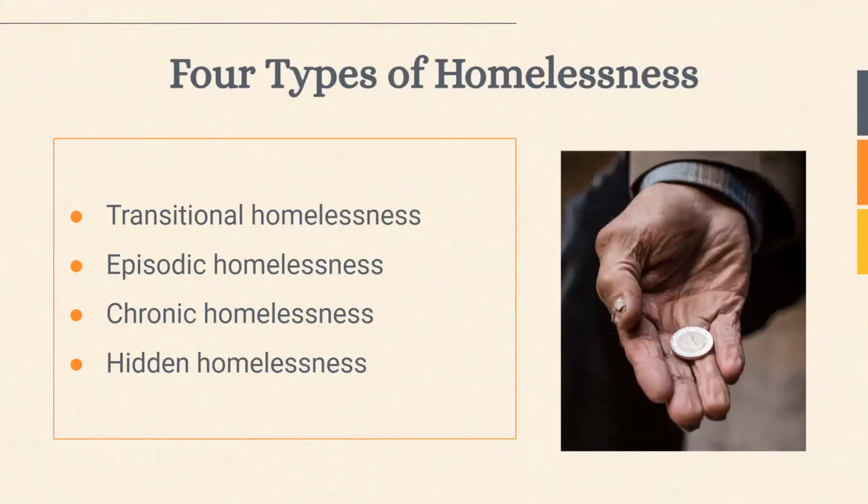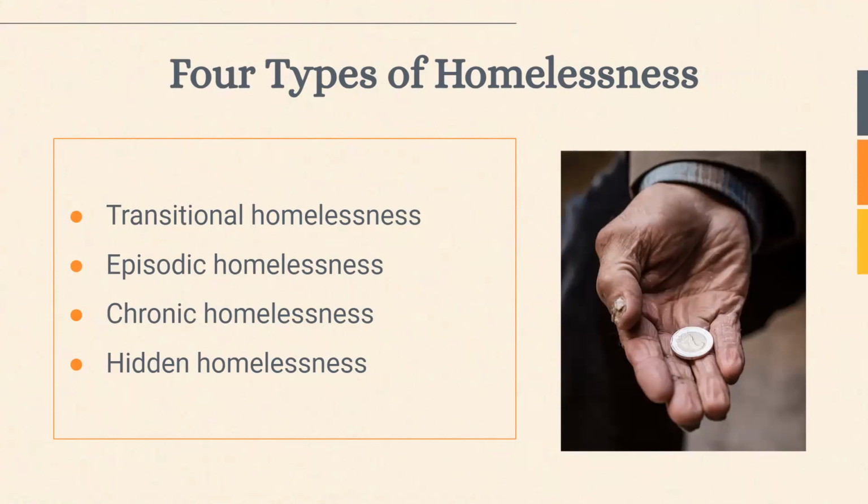Transitional homelessness is caused by a major life event that leads the individual to become homeless. Examples are divorce, domestic abuse, and family crisis. Episodic homelessness includes individuals who have experienced 3 instances of homelessness within the last 12 months and include those who are currently homeless. Episodic homelessness can lead to chronic homelessness if there is not enough support and resources.